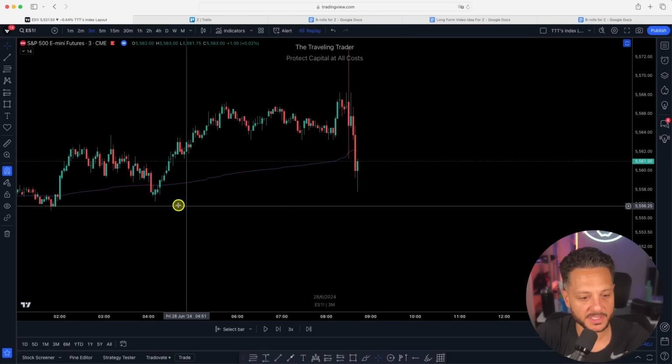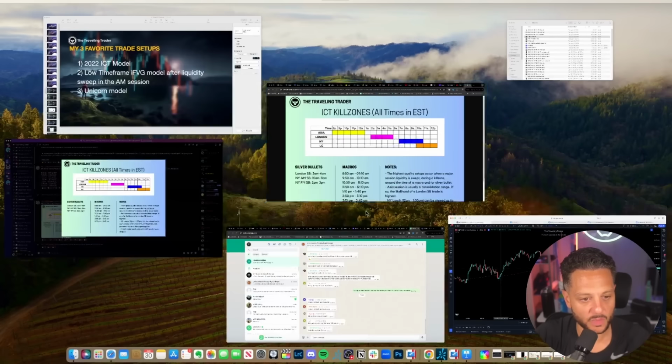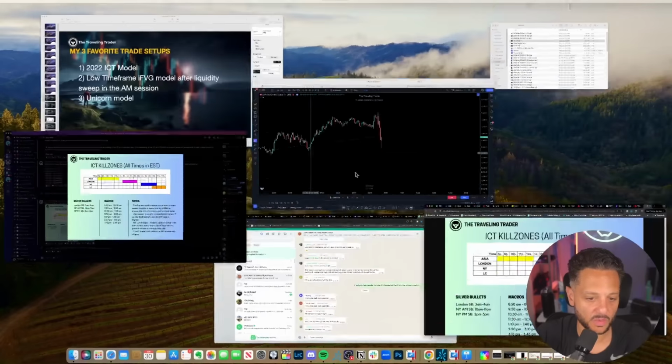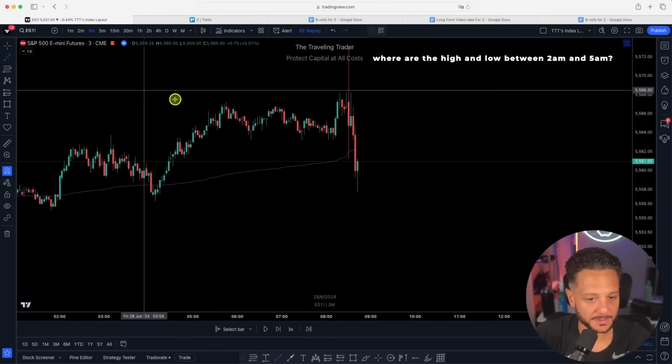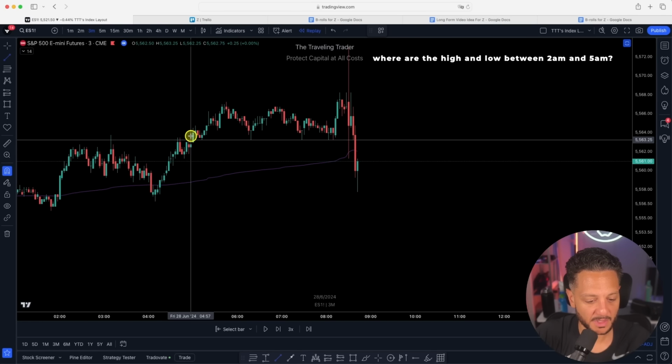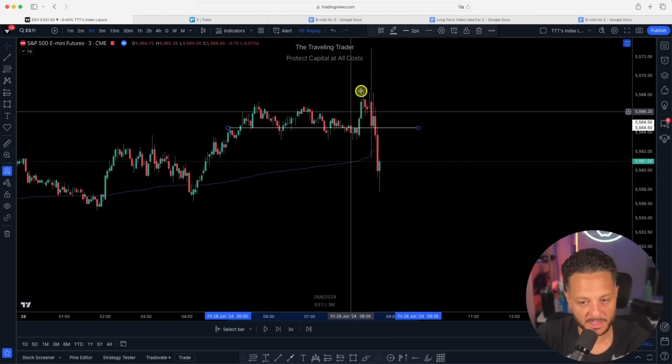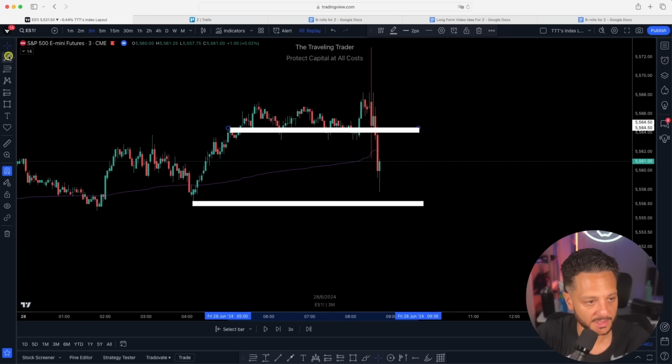So if you look at ES here, you could see, what is the high and low for London, right? When you wake up in the morning, where are you going to draw your levels? One of the levels you will draw is London high and low. This is the session right before New York. So between 2 a.m. and 5 a.m., what is the high and what is the low? You can see here that between 2 a.m. and 5 a.m., this right here was the high, which we took liquidity above already and are now trailing downwards.